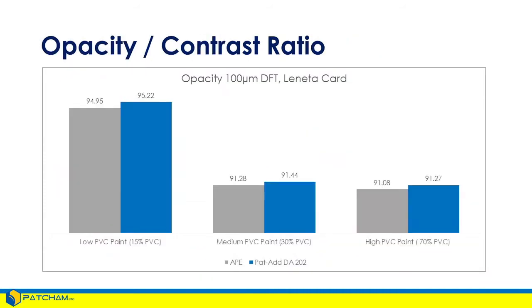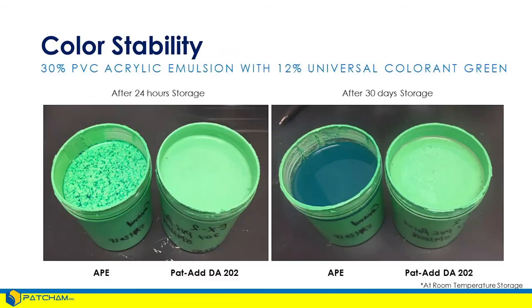Contrast ratio. This is where we apply the paint with the same pigment loadings over black and white charts, and then we measure the difference in opacity. And you can see that there's a slight increase, but it's a measurable improvement comparing APE versus DA202. But here, this is dramatic. This is not a marginal improvement. This is what your customers see when they open up their can of paint.